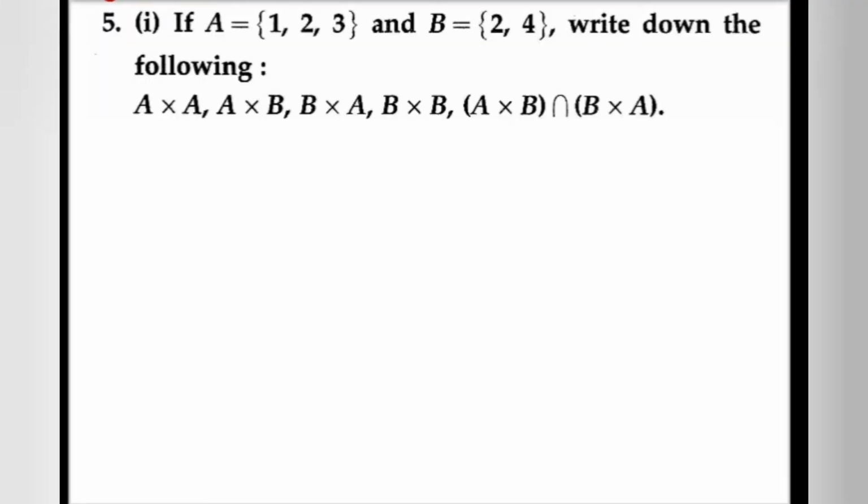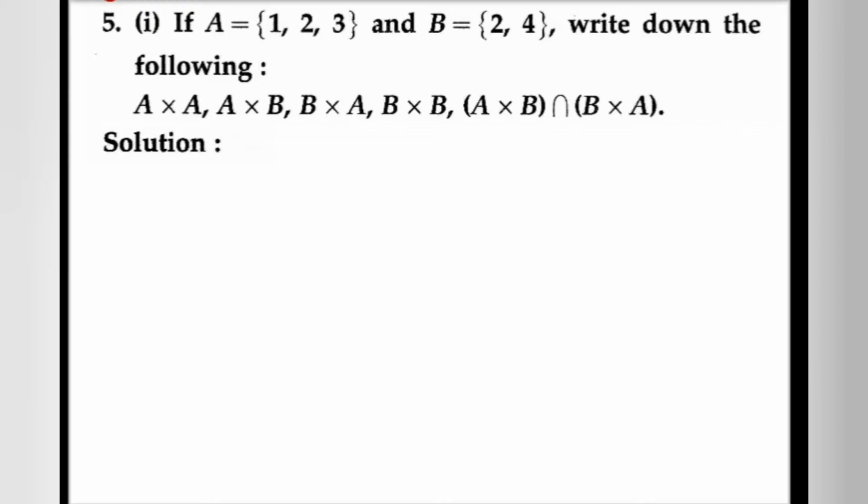Question number 5. Number 1. If A is equal to set of 1, 2, 3, B is equal to set of 2, 4, write down the following. A cross A cross B, B cross A, B cross B, A cross B intersection B cross A.